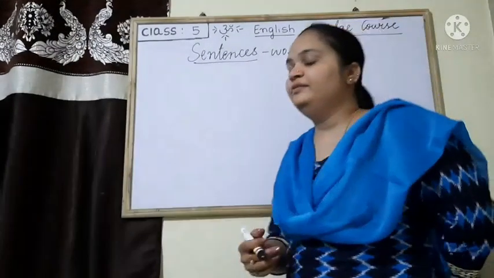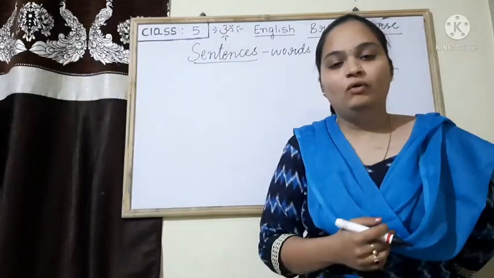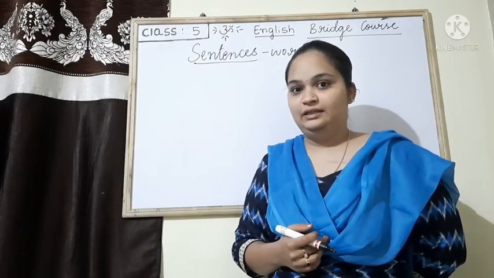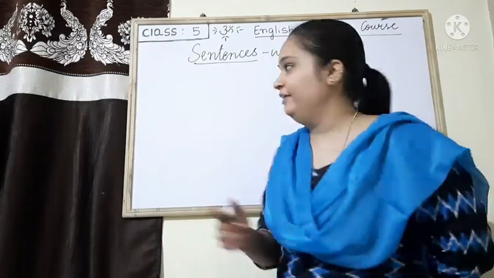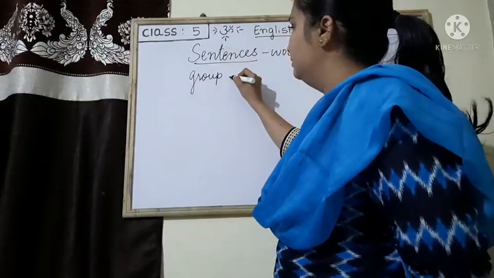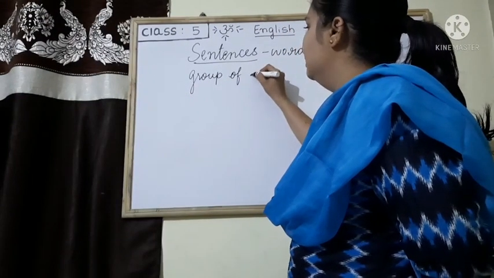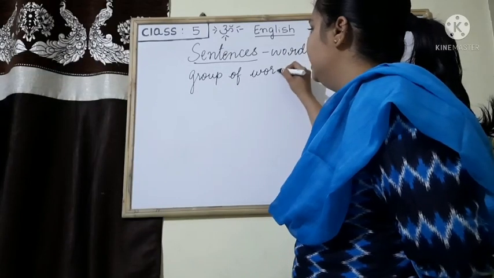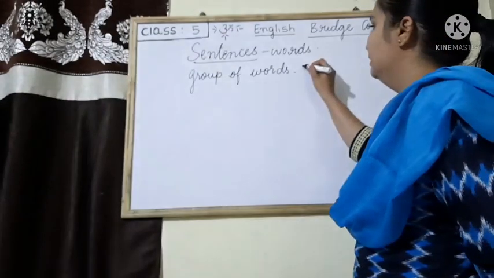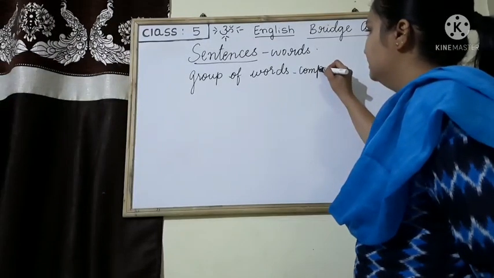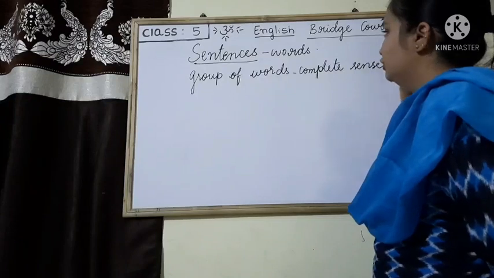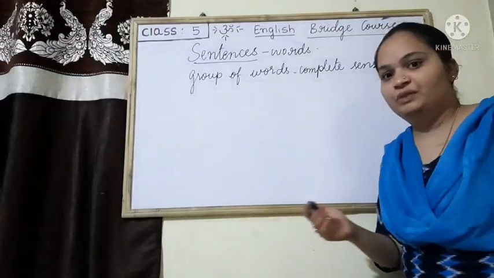And how can we use the words I, go, come, you, no, like? Is it a sentence? No. It should have a group of words, and it should also make complete sense. They should be meaningfully arranged.